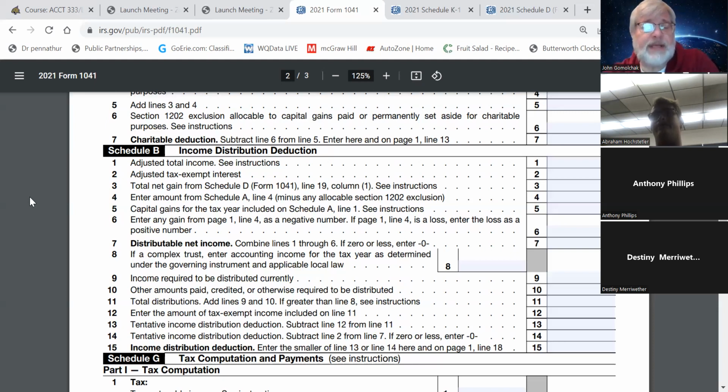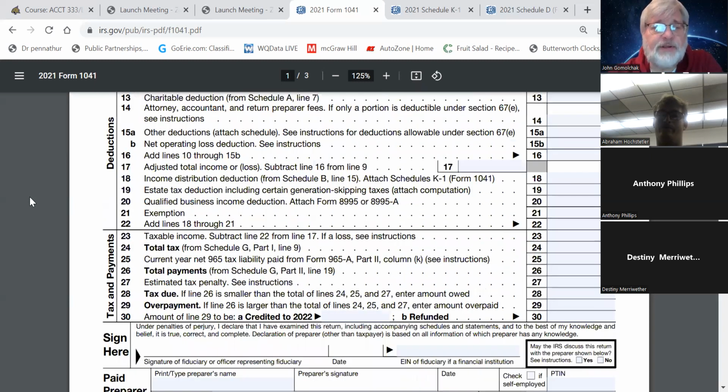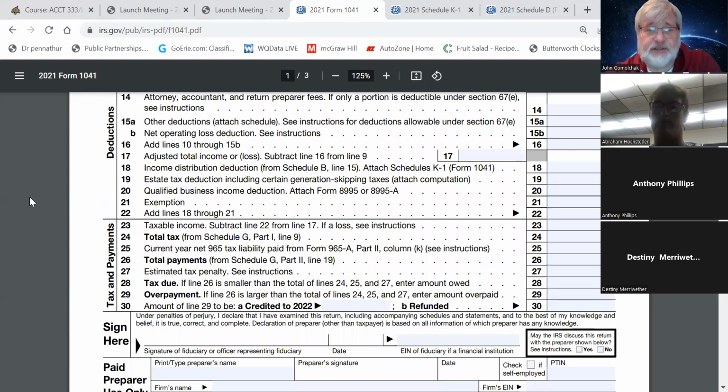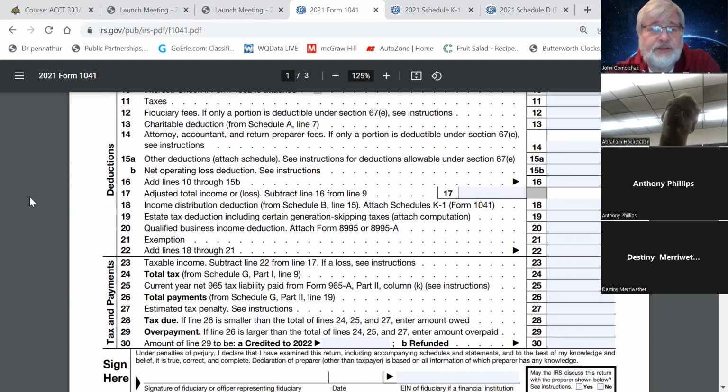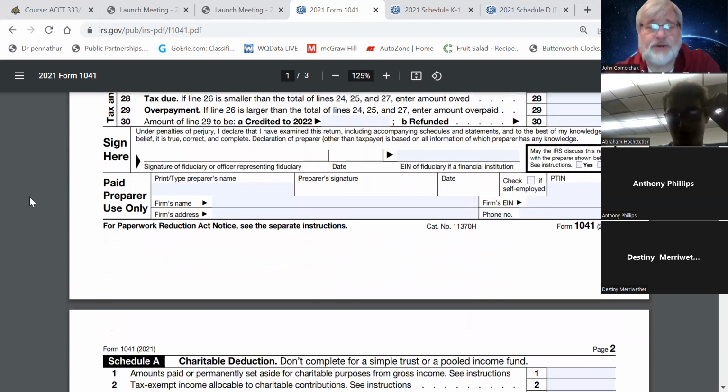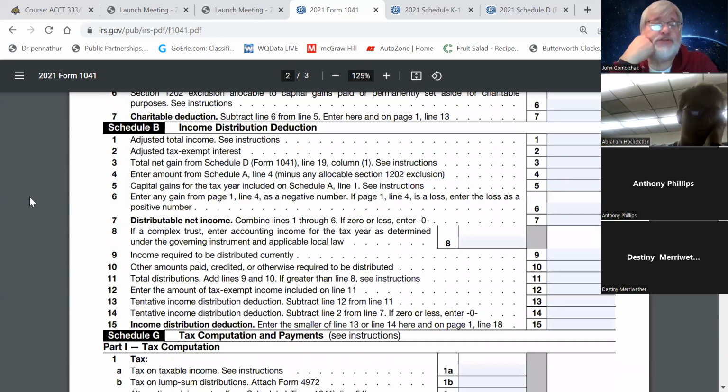All right, so Schedule B, let's just take a look at what the lines are all about. Line 1 is adjusted total income, see instructions. That's going to come from the first page. Okay, I should be able to get to it pretty quickly here. That's going to be realistically line 23. No, that's not right. That's realistically going to be adjusted total income, line 17. Okay, so it's line 17. Line 18 is the income distribution deduction from Schedule B. So going back to Schedule B, right? Total adjusted income, that's line 17 from page 1.